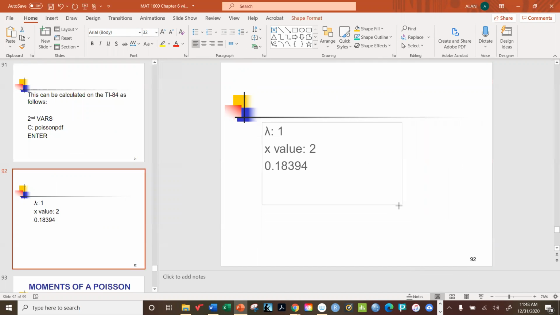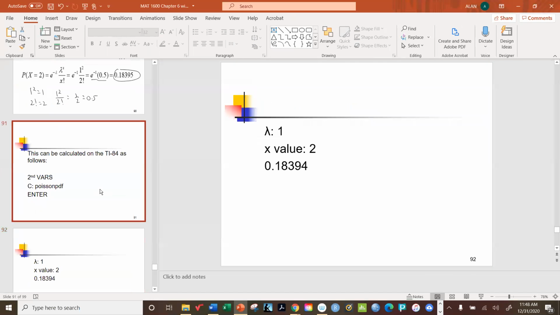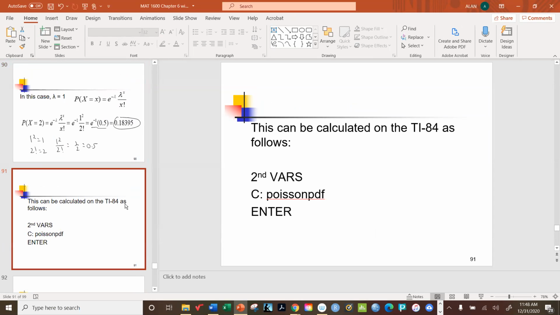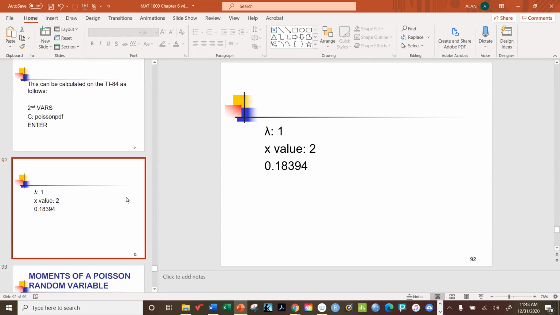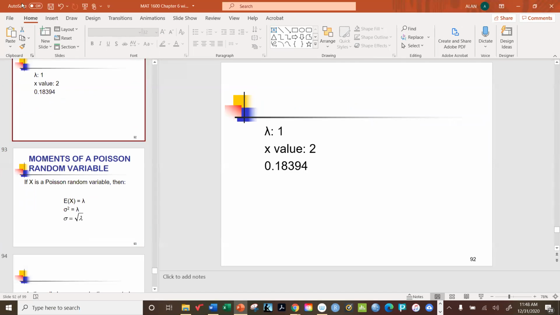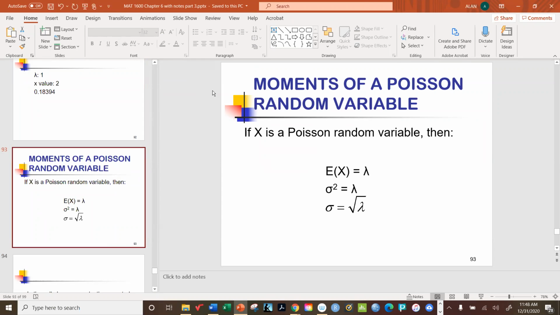All right. So you can use this formula, or you can go to your calculator and use Poisson PDF. Now, I did mention in the previous section that there are formulas for calculating moments for the binomial distribution. The same is true for the Poisson distribution. We have special shortcut formulas to help us calculate the moments. And you can see they're actually even easier than they were for the binomial distribution.